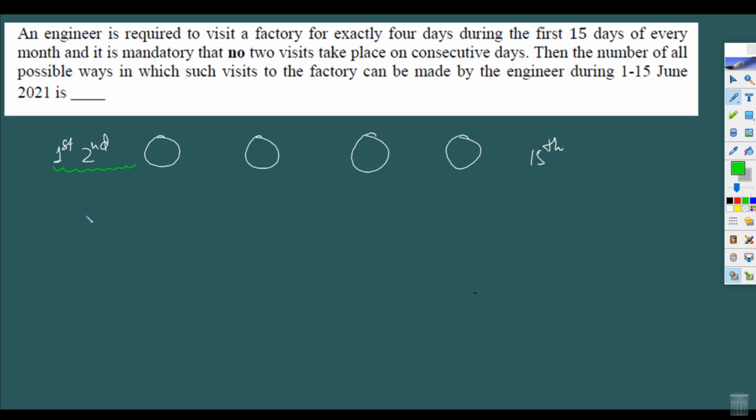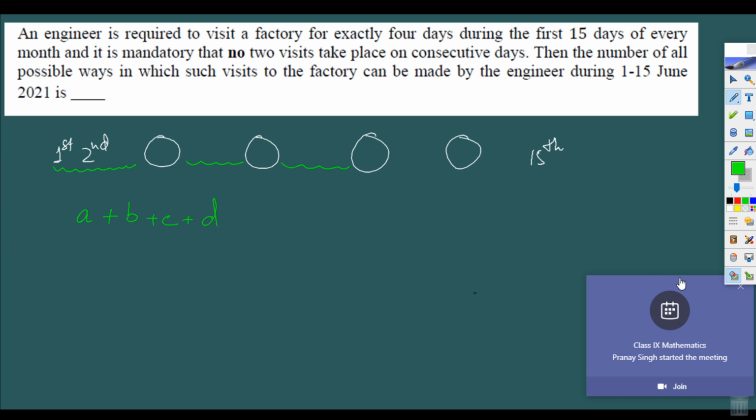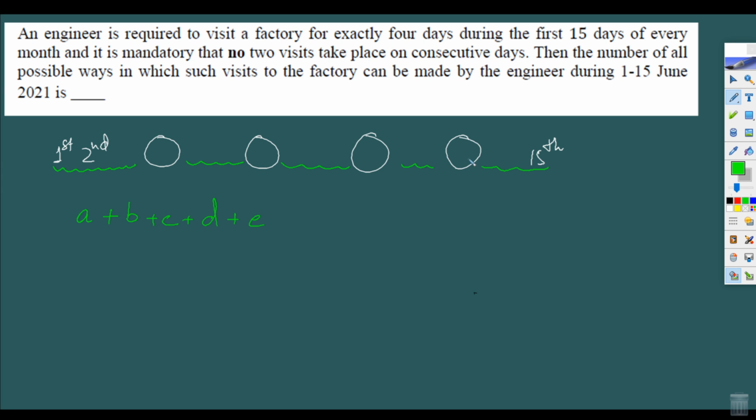Before the first visit, let the skips be A. Between the first and second visit, let the skips be B, and then C, and then D, and then lastly E. E is basically the skips after the 4th visit. Out of 15, since on 4 days he has visited, he must have skipped some 11 days, where A and E are whole numbers, because he may not skip at all.